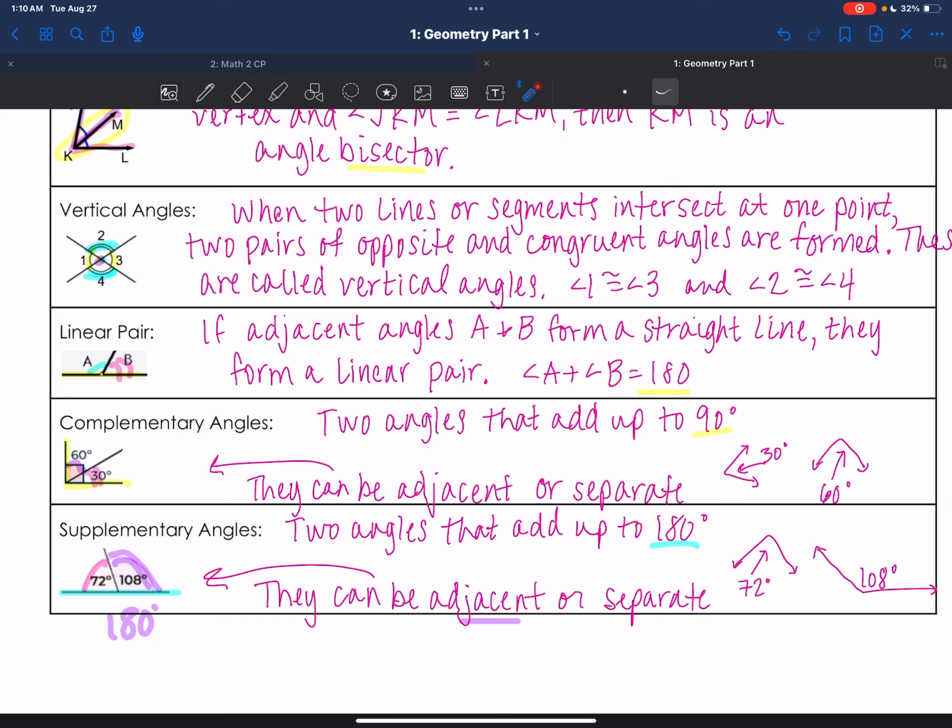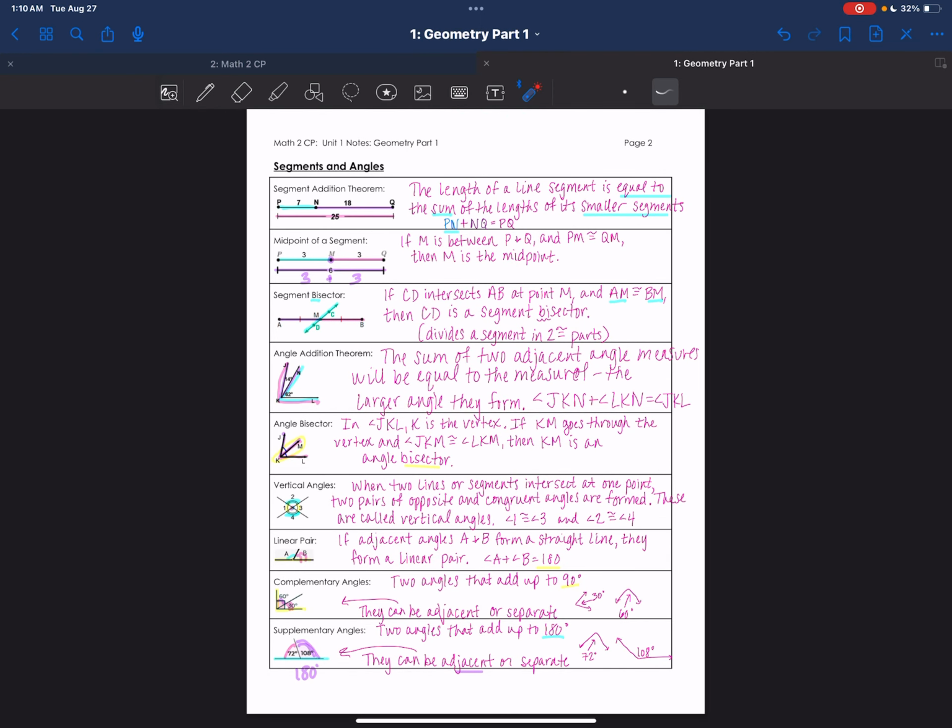So today was just a bunch of vocabulary, and we're going to be practicing these. So make sure you understand these words for segments and angles.